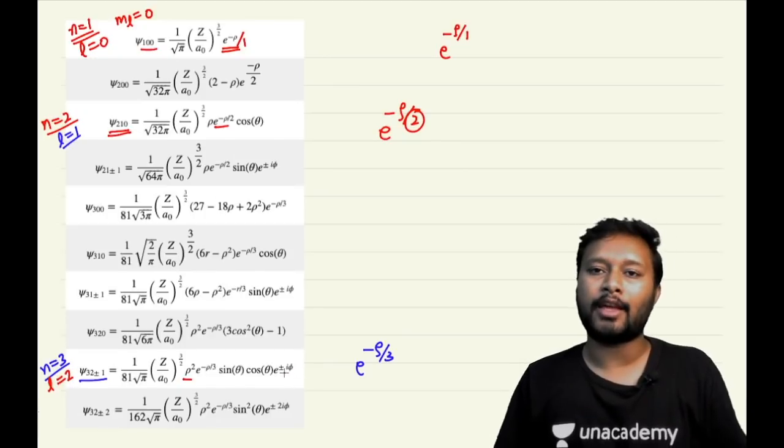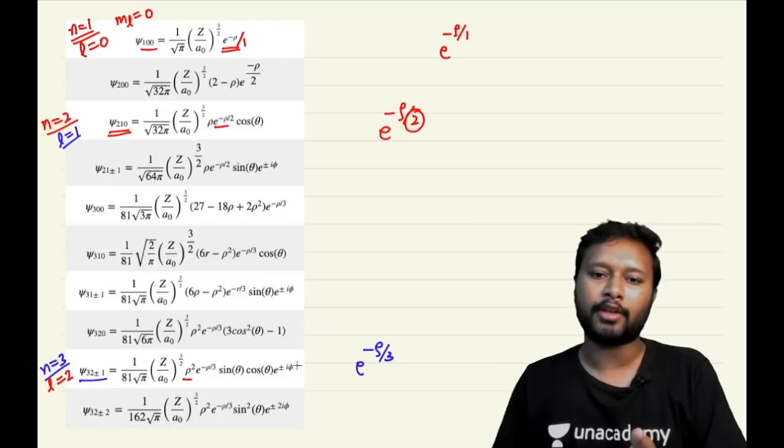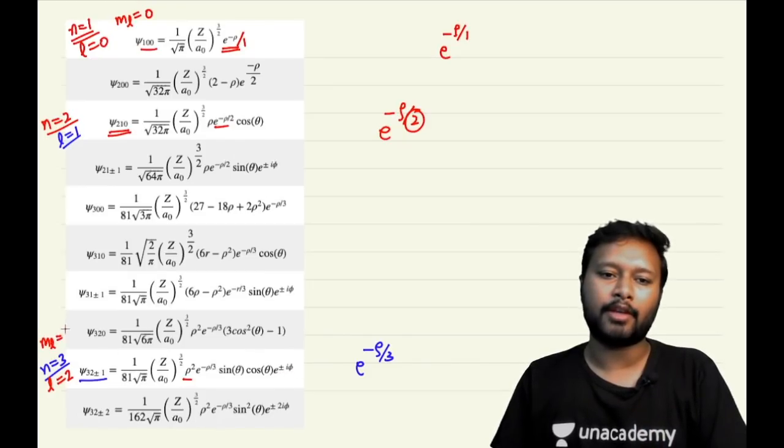And what about the ml value? So that's from the phi part. So here is the phi part. The coefficient of that is plus minus 1. So that's why your ml is plus minus 1. So that's what you got for this wave function.